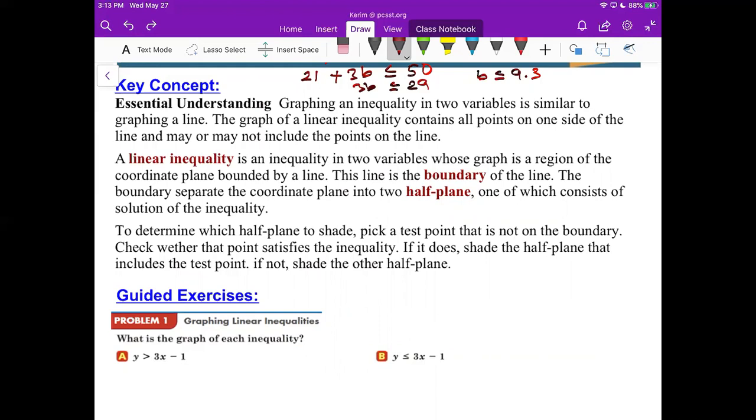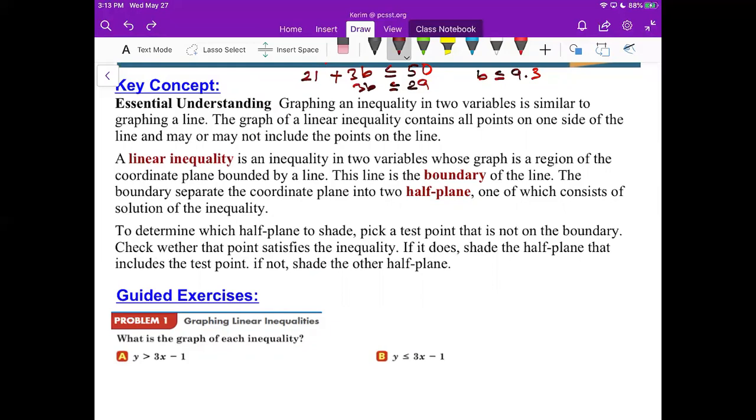The graph of a linear inequality contains all points on one side of the line and may or may not include the points on the line. Remember closed circle, open circle, which we did before: greater than, less than are open circles; less than or equal to, greater than or equal to are closed circles. So in this case, where the equal to is included, we're going to have a solid line. For greater than, less than, we're going to use a dashed line, or dotted line, which means the points on the line are not included, okay? We're going to focus mainly on linear inequalities, which means first degree functions.